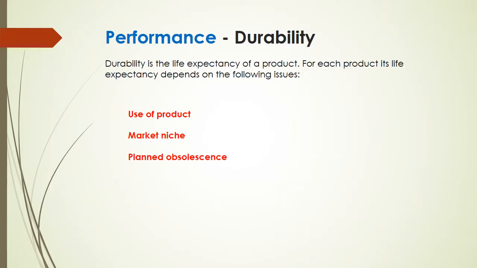In relation to the performance of a product, durability is really important. Durability is the life expectancy of a product, and designers need to make sure that they produce products that have an appropriate lifespan. You wouldn't be very happy as a customer buying a product if it didn't last a reasonable length of time. So what affects durability when you're designing? There are three things that affect durability, and these include how a product is used, i.e. the use of a product, the market niche, and planned obsolescence.